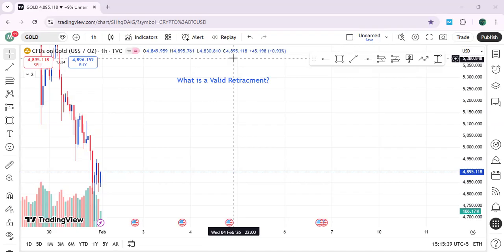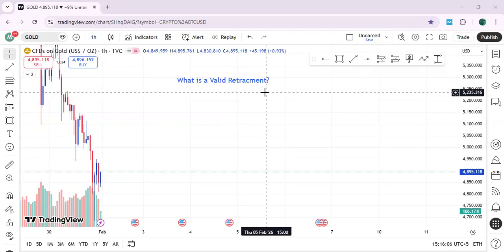In the first video, I explained everything about market structure, like what is a swing high point, what is a swing low point, what is a higher high, higher low, lower high, and what is break of structure, as well as what is change of character and what is a confirmed high point. So today's topic is: what is a valid retracement?